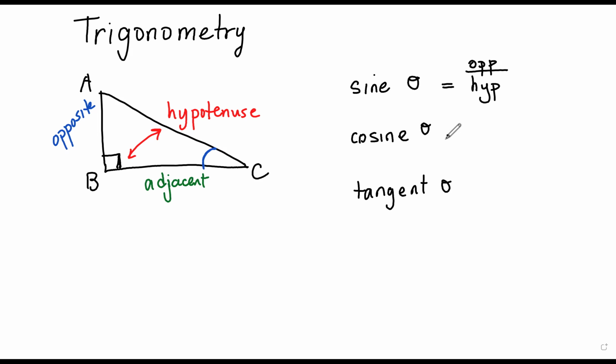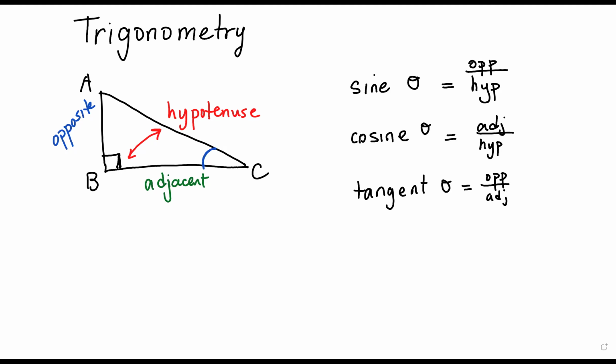What about cosine? Which two sides make up the cosine? Adjacent and hypotenuse. That's right. CAH, adjacent and hypotenuse. And then finally, tangent is opposite and adjacent. That's right, TOA, opposite and adjacent.